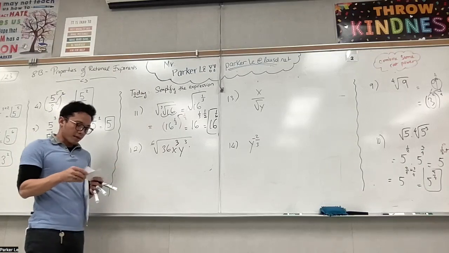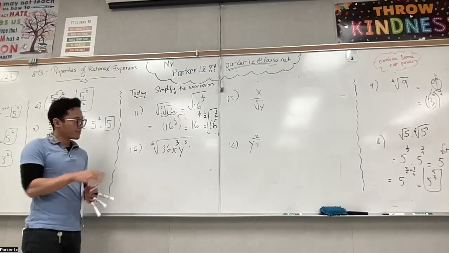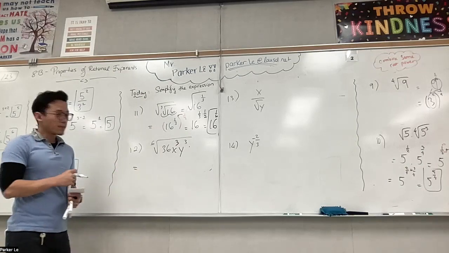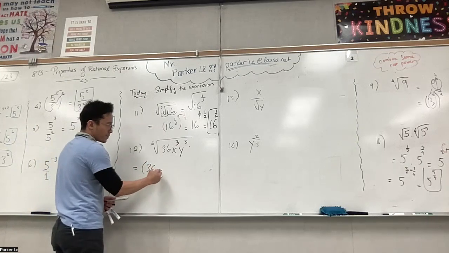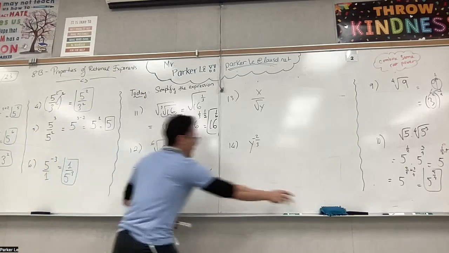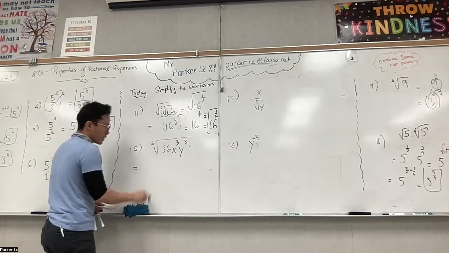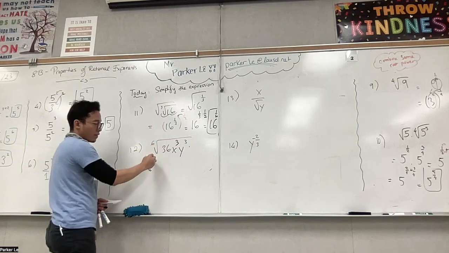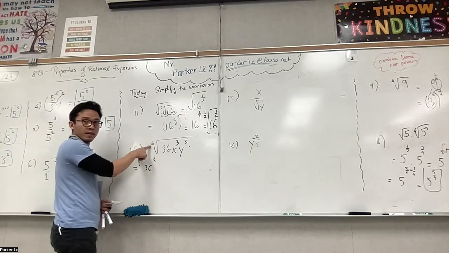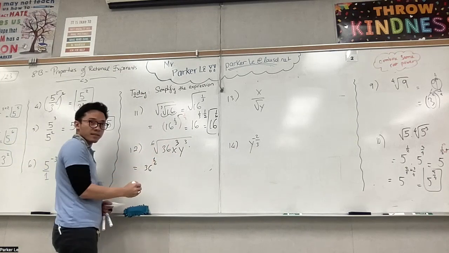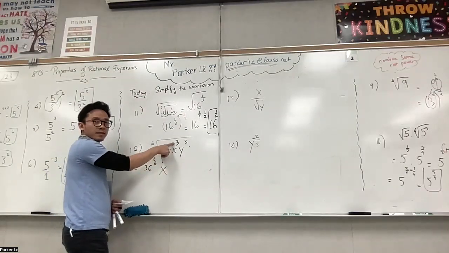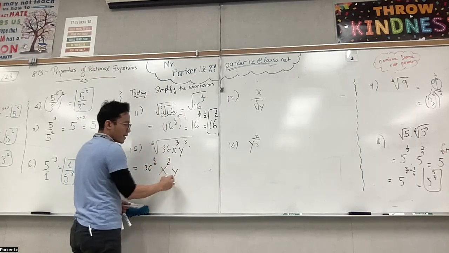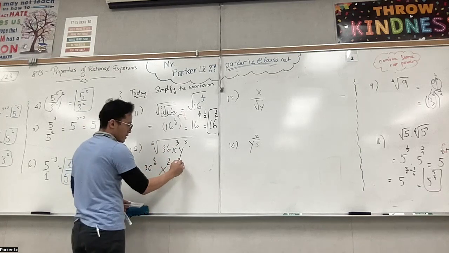All right, number 12. Next person, Anthony. Number 12. Just convert everything. Okay, convert this one. So 36. What is the power of 36? 1/6. Yeah, the root power is 6, so it's 1/6. How about x? 3/6. Y? 3/6.